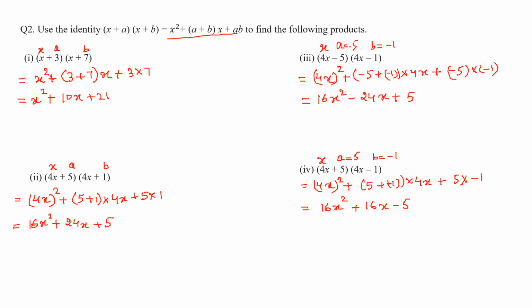Now moving to the next question. Now the fifth question, (2x + 5y) multiplied by (2x + 3y), and you have to find the product using this identity only, (x + a)(x + b) = x² + (a + b)x + ab. If you now compare this with the standard identity, you can see that your x is 2x here. I'm going to write over here. This is your x, this is your a, which is 5y, and this is your b, which is 3y.